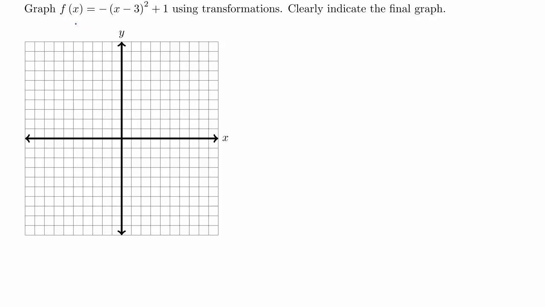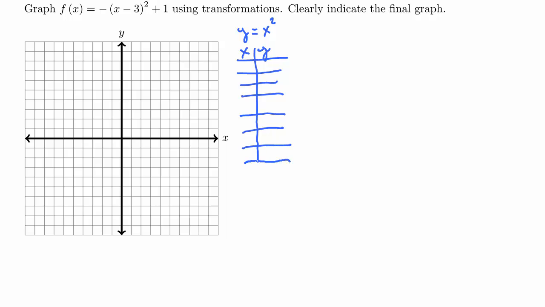Ask yourself, what's the parent function for f of x? Well, because this is a quadratic, its parent function is y equals x squared. And I'm going to do the table for y equals x squared. Notice that my x values will be negative 3, negative 2, negative 1, 0, 1, 2, and 3. If I square each of those, that gives me 9, 4, 1, 0, 1, 4, and 9.